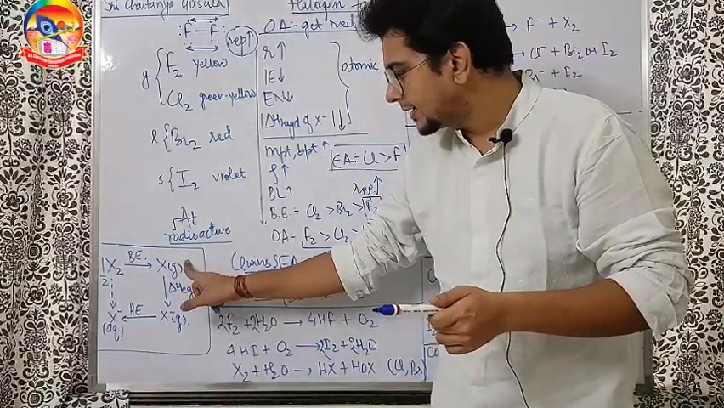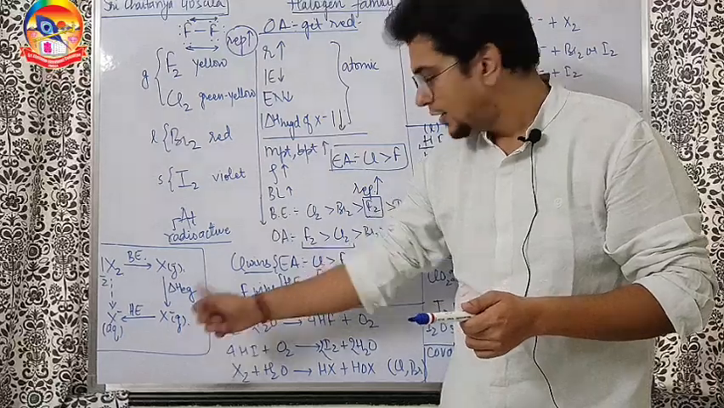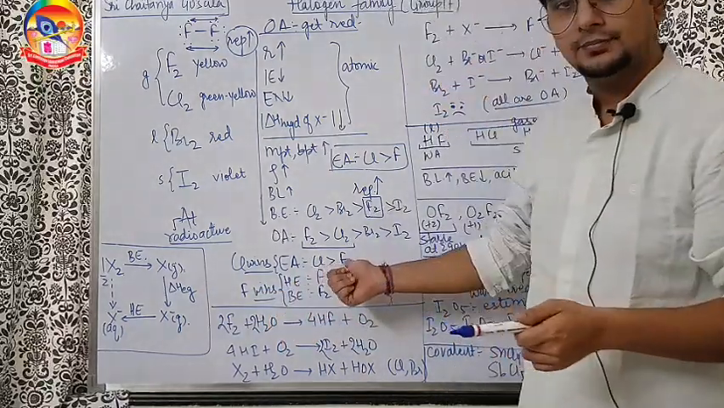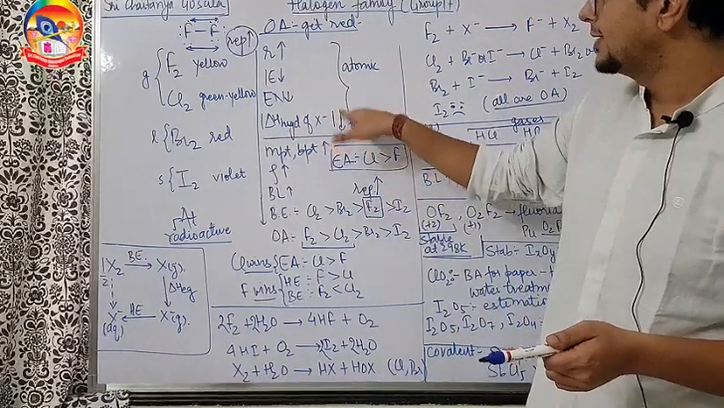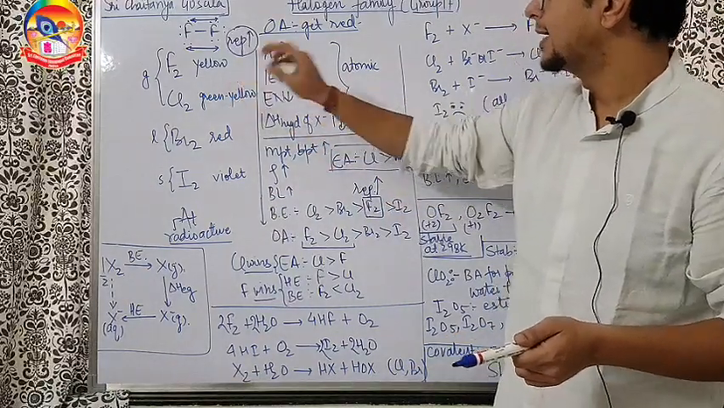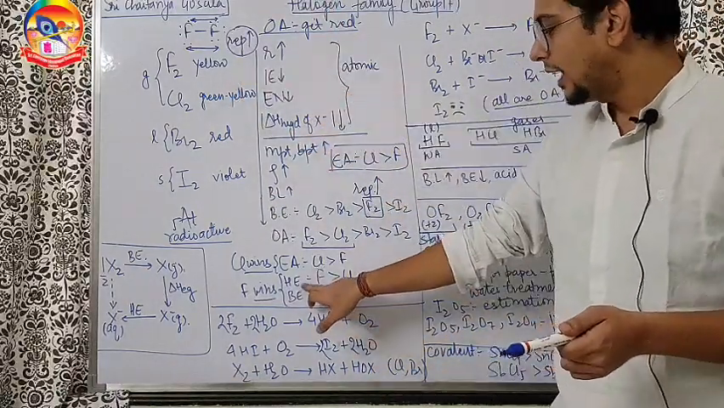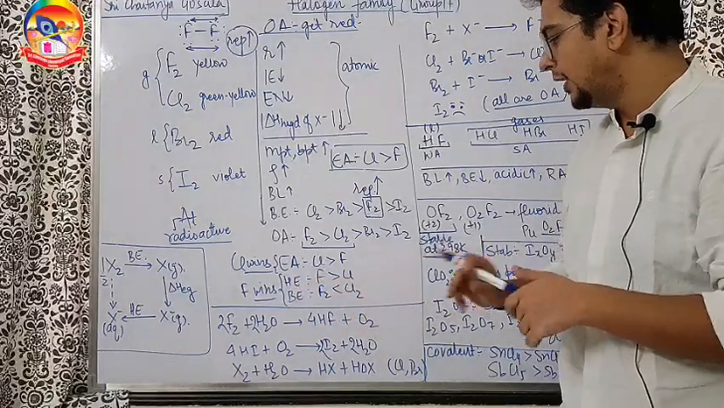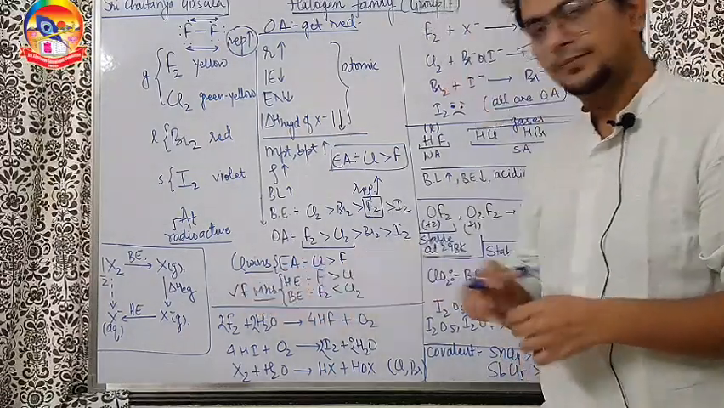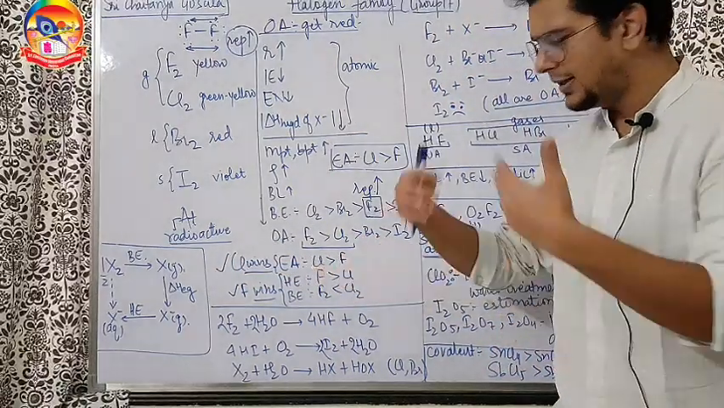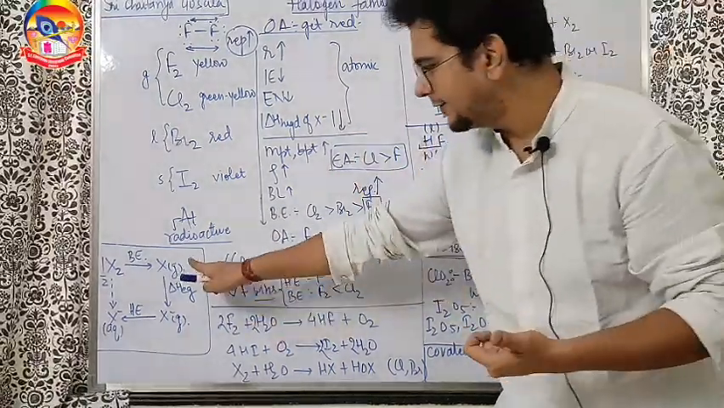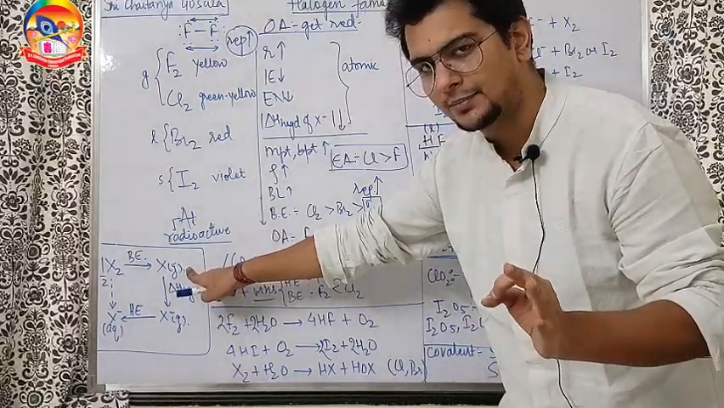So X gas to X minus gas, chlorine wins over fluorine. But the hydration enthalpy, we know, is decreasing top to bottom, and F minus has the highest hydration enthalpy. So in hydration enthalpy, fluorine is more than chlorine. So here who wins? Fluorine. So in one game, chlorine wins. Electron affinity of chlorine is higher, the electron taking tendency of a gaseous chlorine atom.